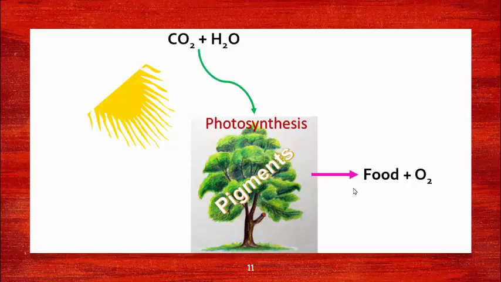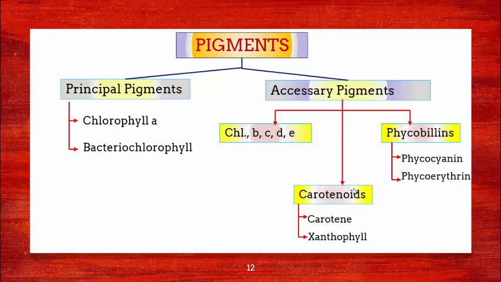For the process of photosynthesis, four things are required: water, carbon dioxide, sunlight and pigments. And in this lecture, we are talking about these pigments. There are two main groups of pigments: principal pigments and accessory pigments. Principal pigments include chlorophyll A and bacteriochlorophyll. Chlorophyll A is present in all plants and bacteriochlorophyll is present in bacteria.